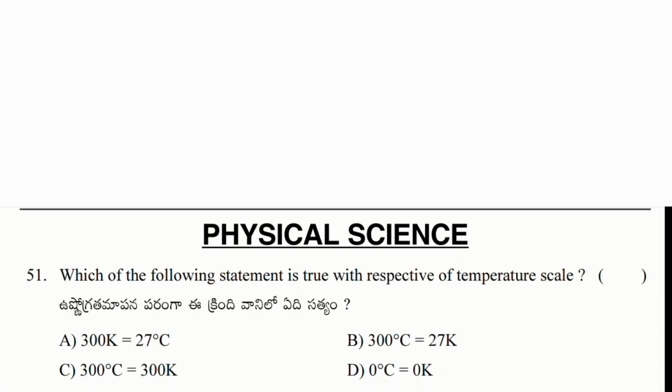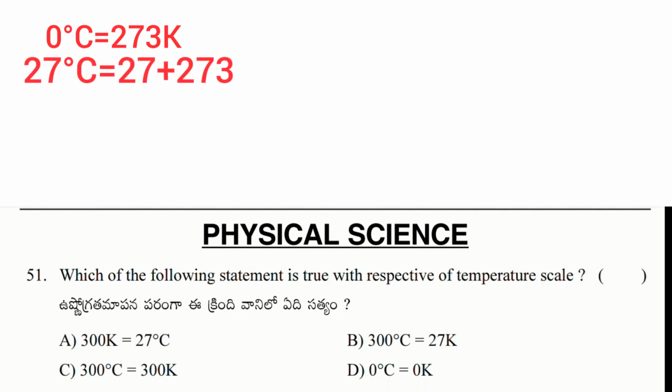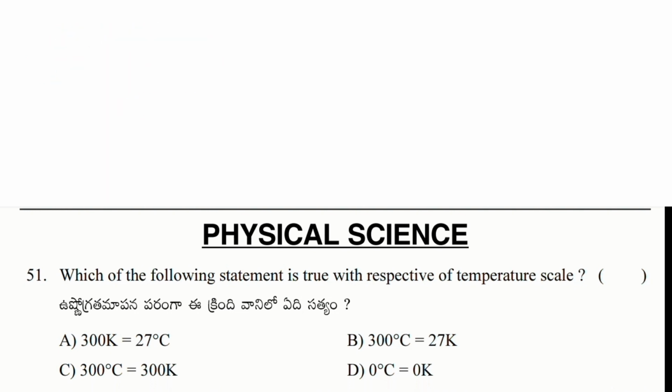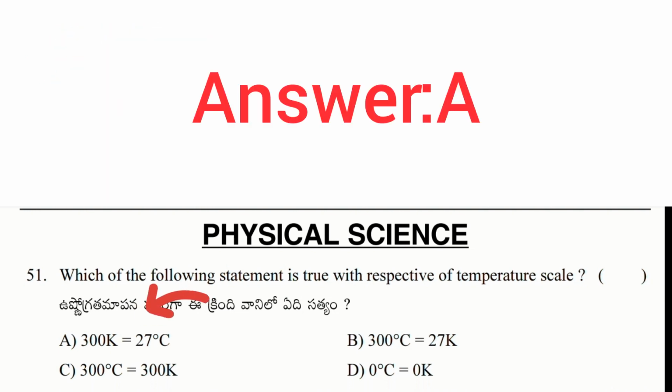Which of the following statements is true with respect to temperature scale? We have the relation between degrees centigrade and Kelvin, that is 0 degrees centigrade is equal to 273 Kelvin. Consider the first case, that is 27 degrees centigrade. It is equal to 27 plus 273, which is 300 Kelvin. So the first one is the answer. So the option is A.